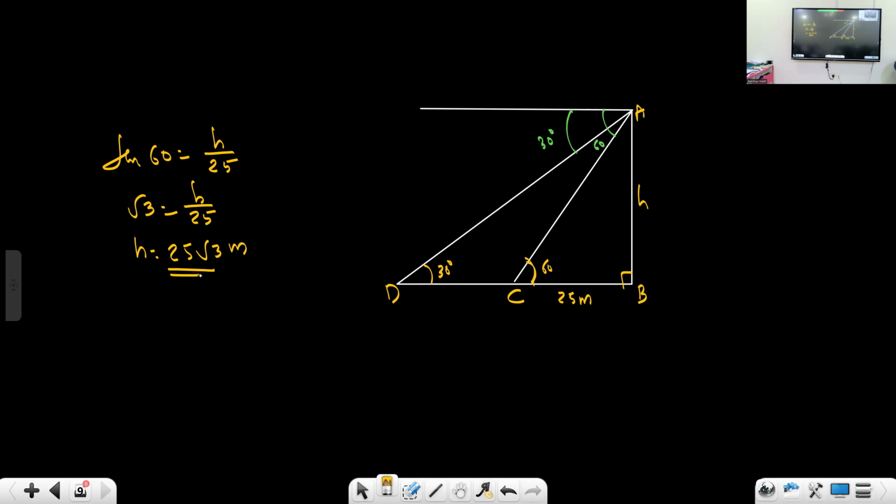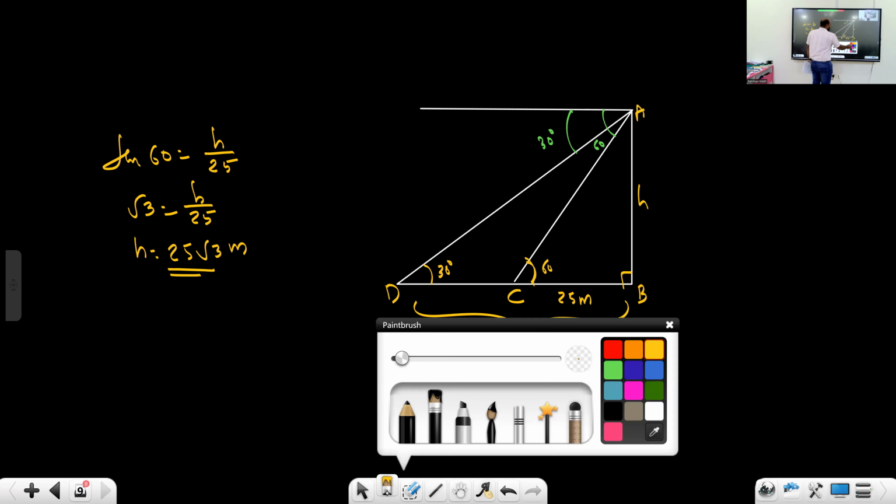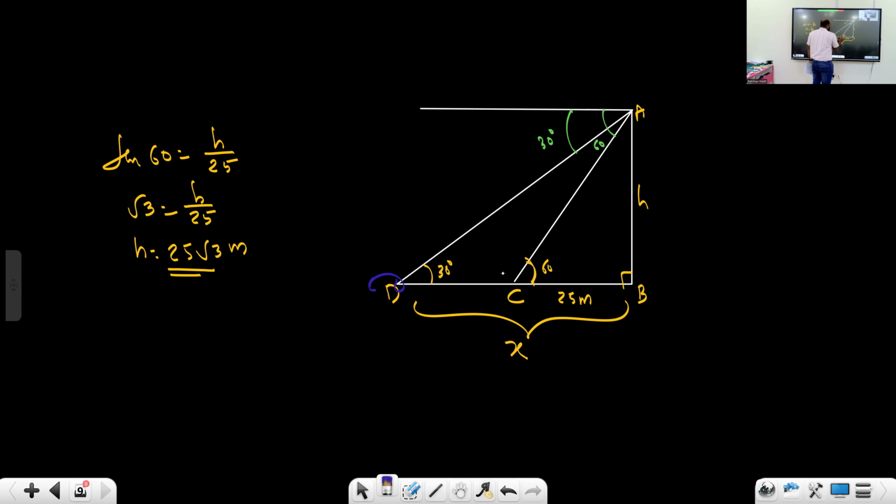Next one. What is the second question? Find the distance between the two positions of the car. Please take this as x. They are asking, initially the car was here, now the car is here. This distance they are asking. Right? In triangle ABD.